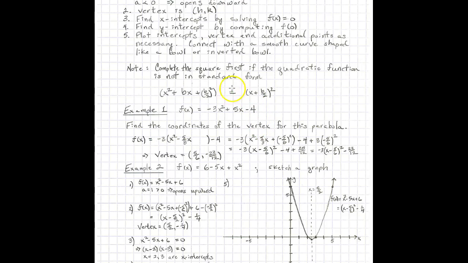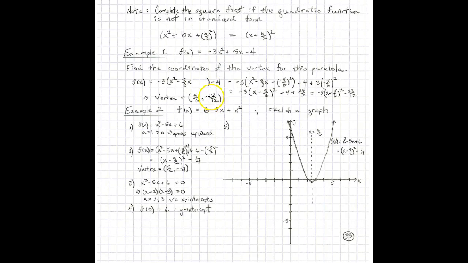So completing the square is the technique that you often need to use to get a quadratic into that standard form. For example, here in example 1, we want to look at f of x equals minus 3x squared plus 5x minus 4. The first thing we should recognize is that the minus 3 means that it will open downwards. But I don't have any idea where the vertex is in this form.